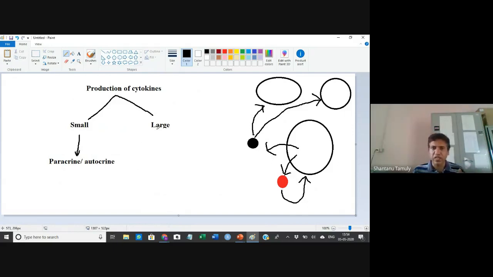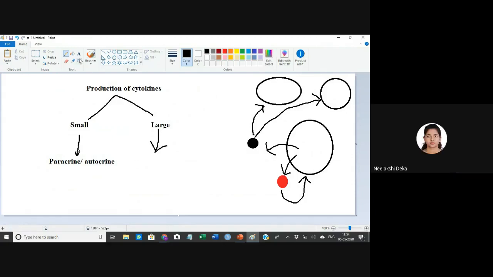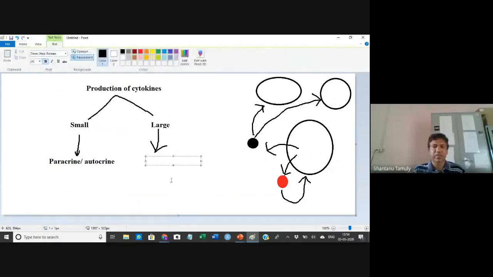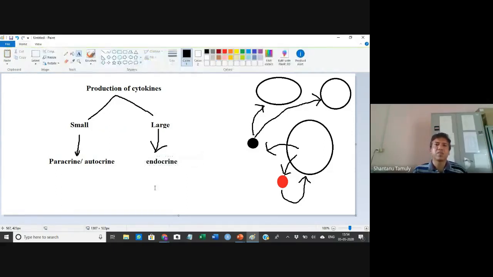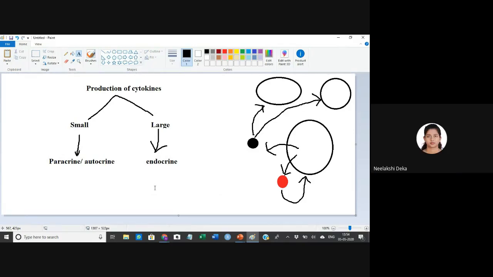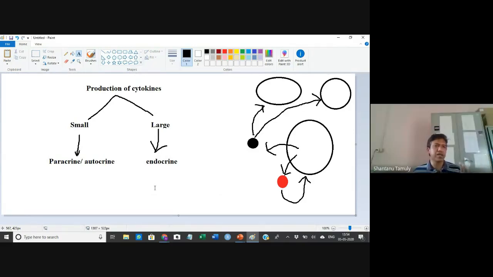On the other hand, when it is produced in large amount, it will show the endocrine effect. That means it will show its effect away from the place where it originated or was produced. The cytokine will be produced in a large amount by a particular cell, go to the blood, and through blood go to the distant tissue or cell to show its activity. So whether it is endocrine or paracrine depends upon amount.